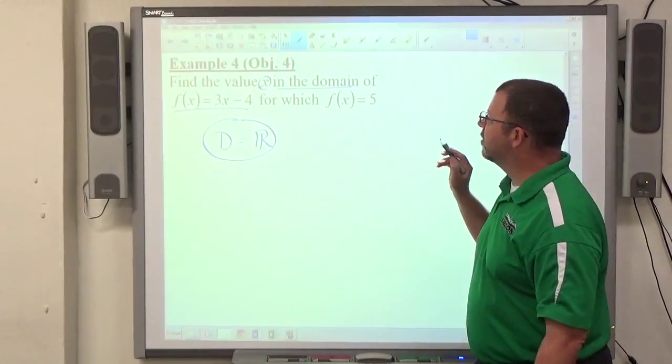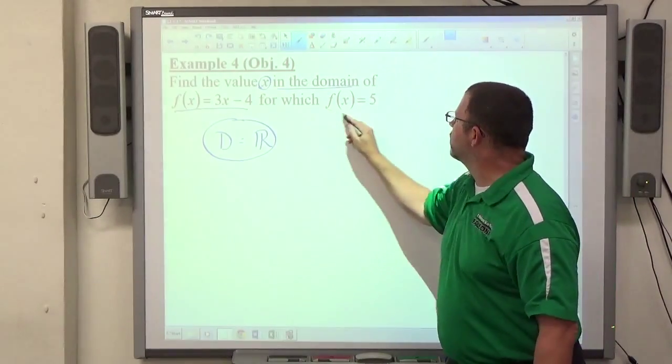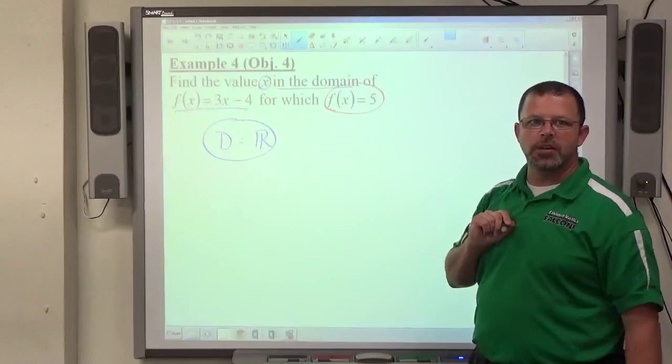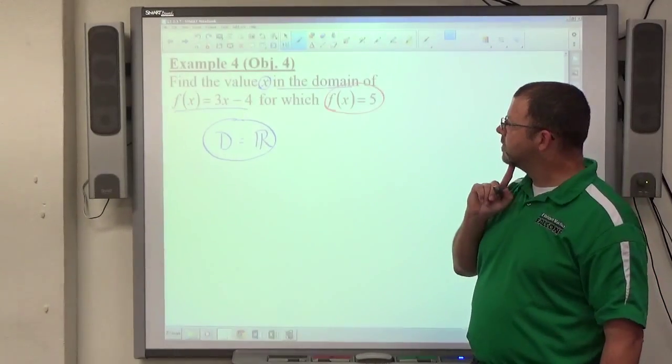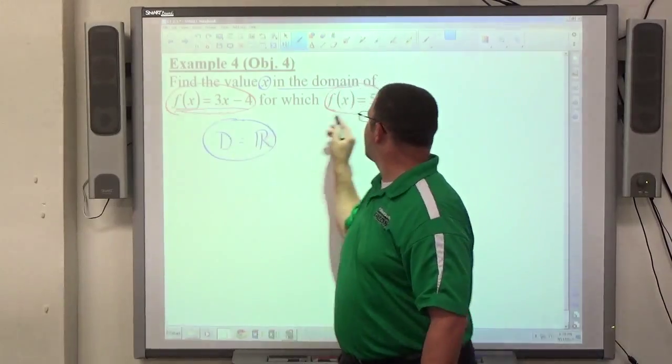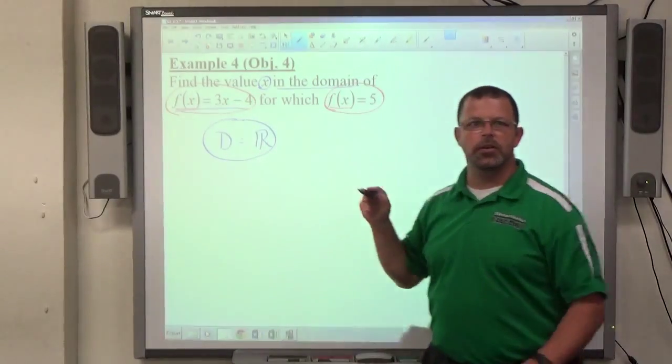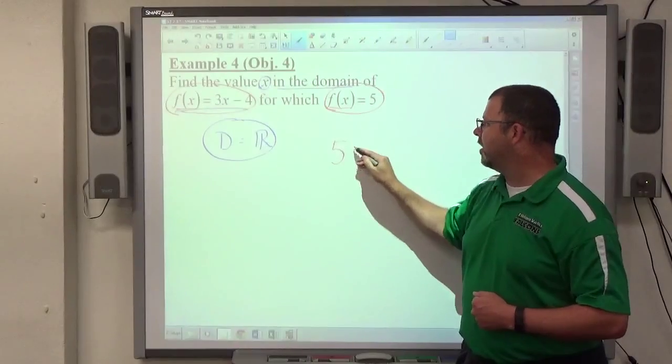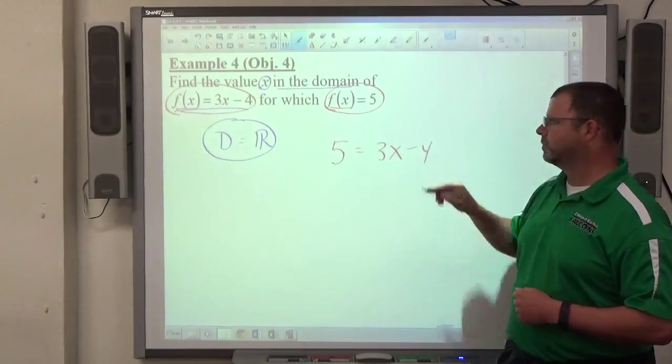So here's what this is asking us to do. Notice it says f of x equals 5, right? What else does f of x equal? All real numbers? No. 3x minus 4, right? f of x equals 5 and f of x equals 3x minus 4, which means that 5 equals 3x minus 4.